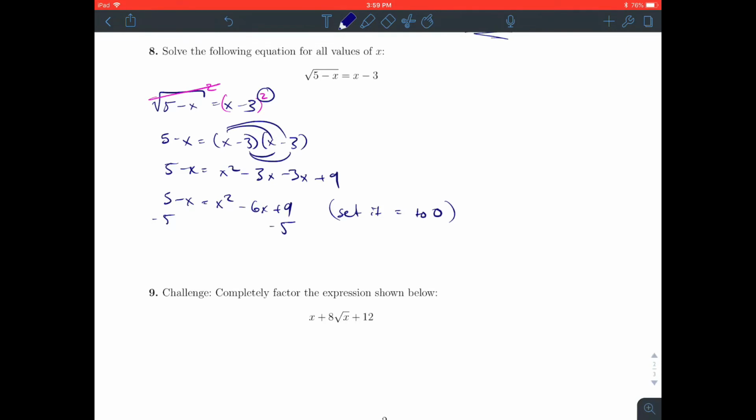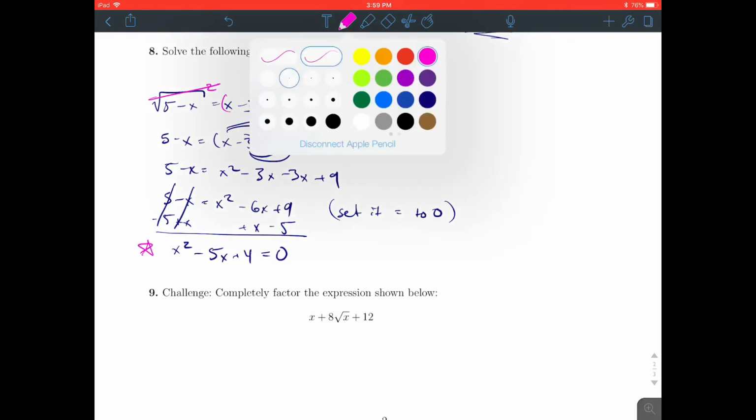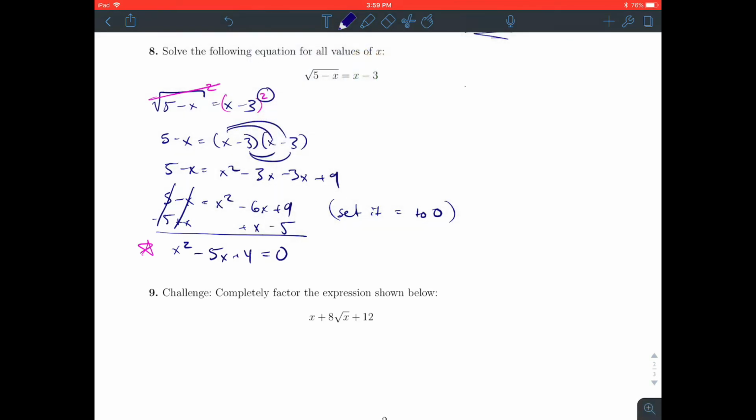So we'll subtract 5 from both sides, we'll add x to both sides, and we get x squared minus 5x plus 4 equals, these two cancel out, so it equals 0. Now this equation is a major breakthrough because this is a sum and product problem that we can solve. So let's take the start equation, rewrite it up here. X squared minus 5x plus 4 equals 0.